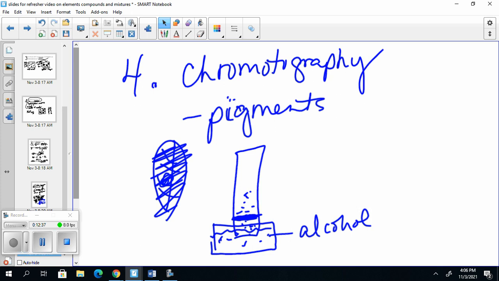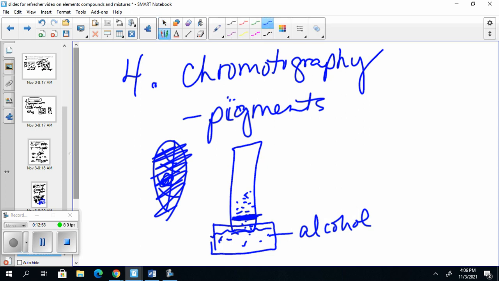And as the alcohol moves, it will absorb and dissolve some of the pigment. And what it ends up doing is giving you different layers of your pigments. The further it can move, okay, so let's say we have one travel to here and one travel to here. So this is one pigment and this is a second pigment.